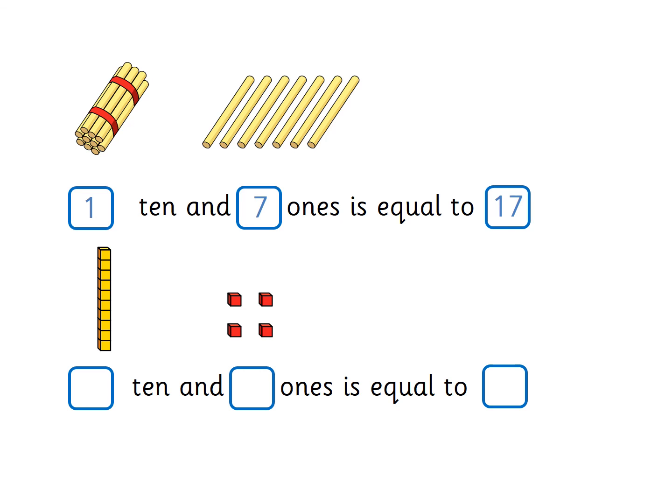We're just putting those digits together. 10, 11, 12, 13, 14, 15, 16, 17. So we're just putting those numbers together. 1 ten and 7 ones.